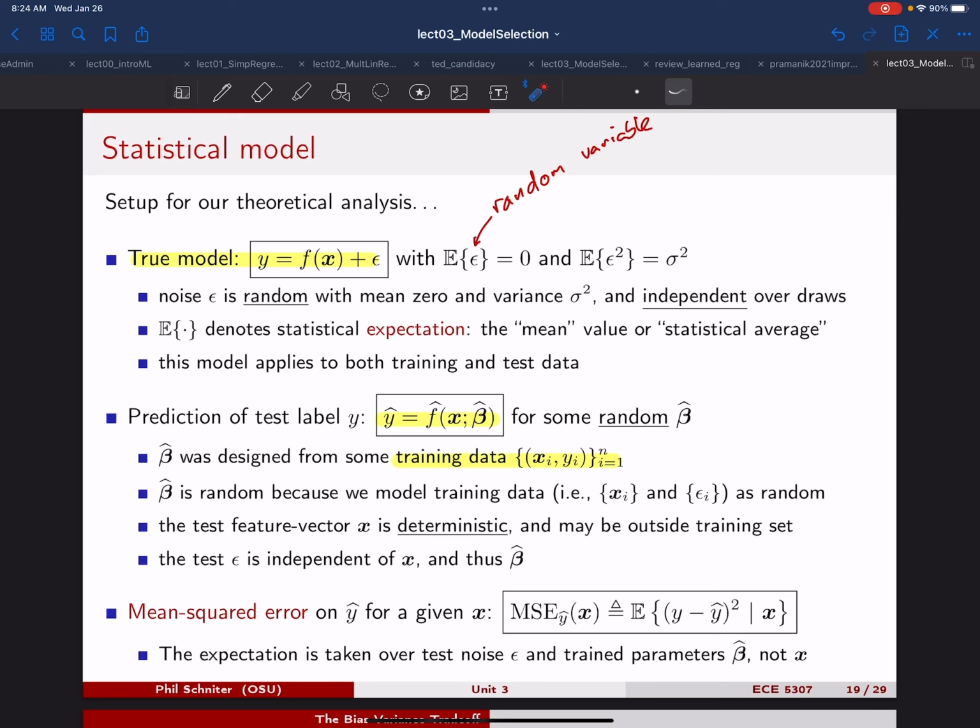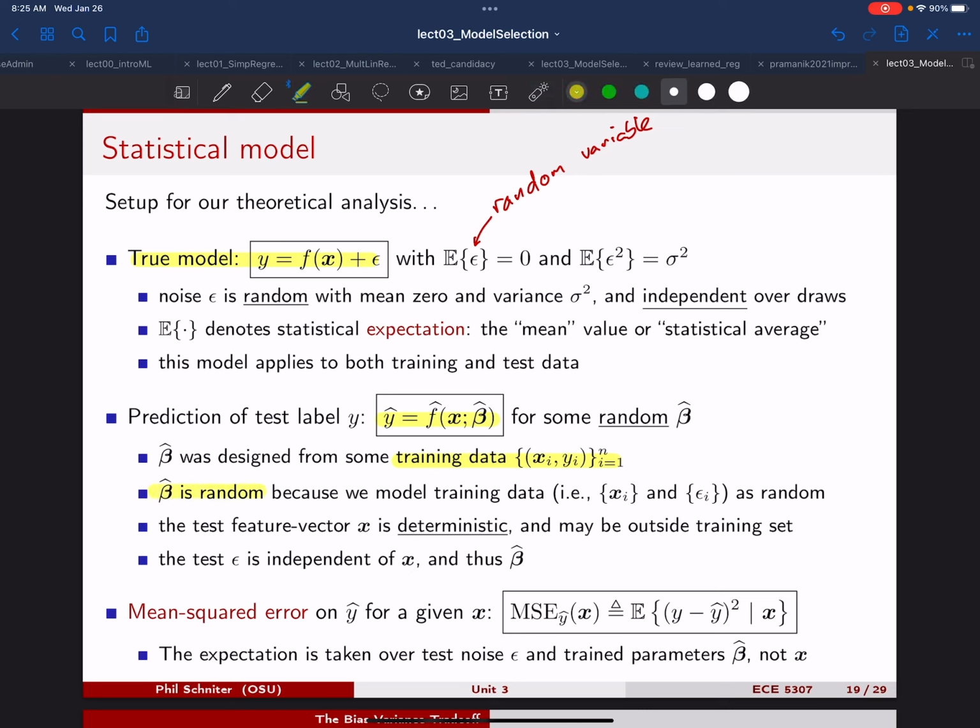But let's remember that we should think about this training data as random. When I do this experiment once, I get one set of x and y's. But I might do this experiment again and again and again. Every time I do it, I'm going to have a different set of x and y's. So I'm thinking of the x and y's themselves as random. Some of the randomness comes from the fact that the y's have this noise in them. There may also be randomness in the x_i's. So those are the sources of randomness in the training data. And because my beta hat is directly dependent on my training data, beta hat inherits that randomness. So these are random variables.